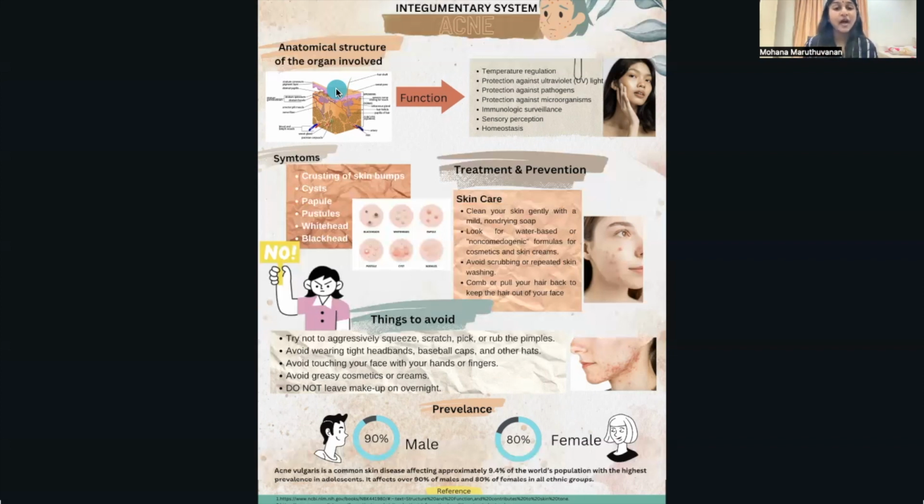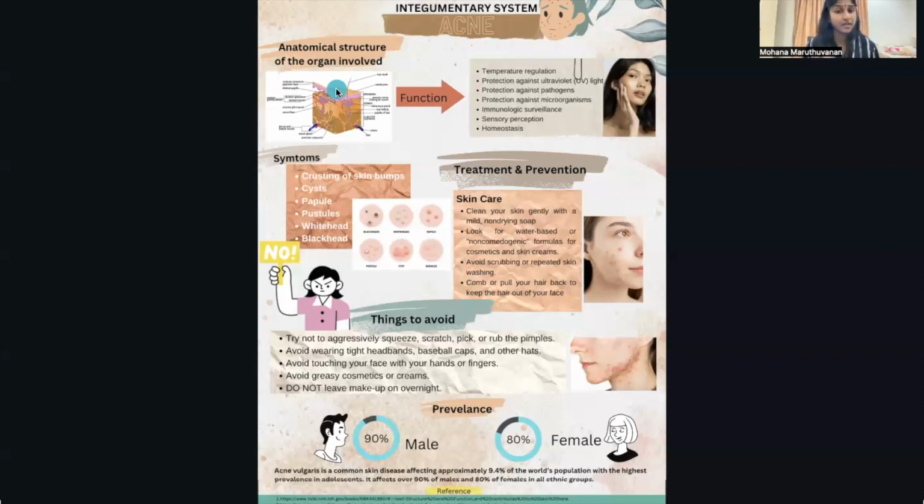First, I would say crusting of skin bumps, cysts. Apart from that, papules. As you can see in the image, a papule is a small red bump, and pustules are also small red bumps, but containing white or yellow pus. Pustules are the common acne that most people have.